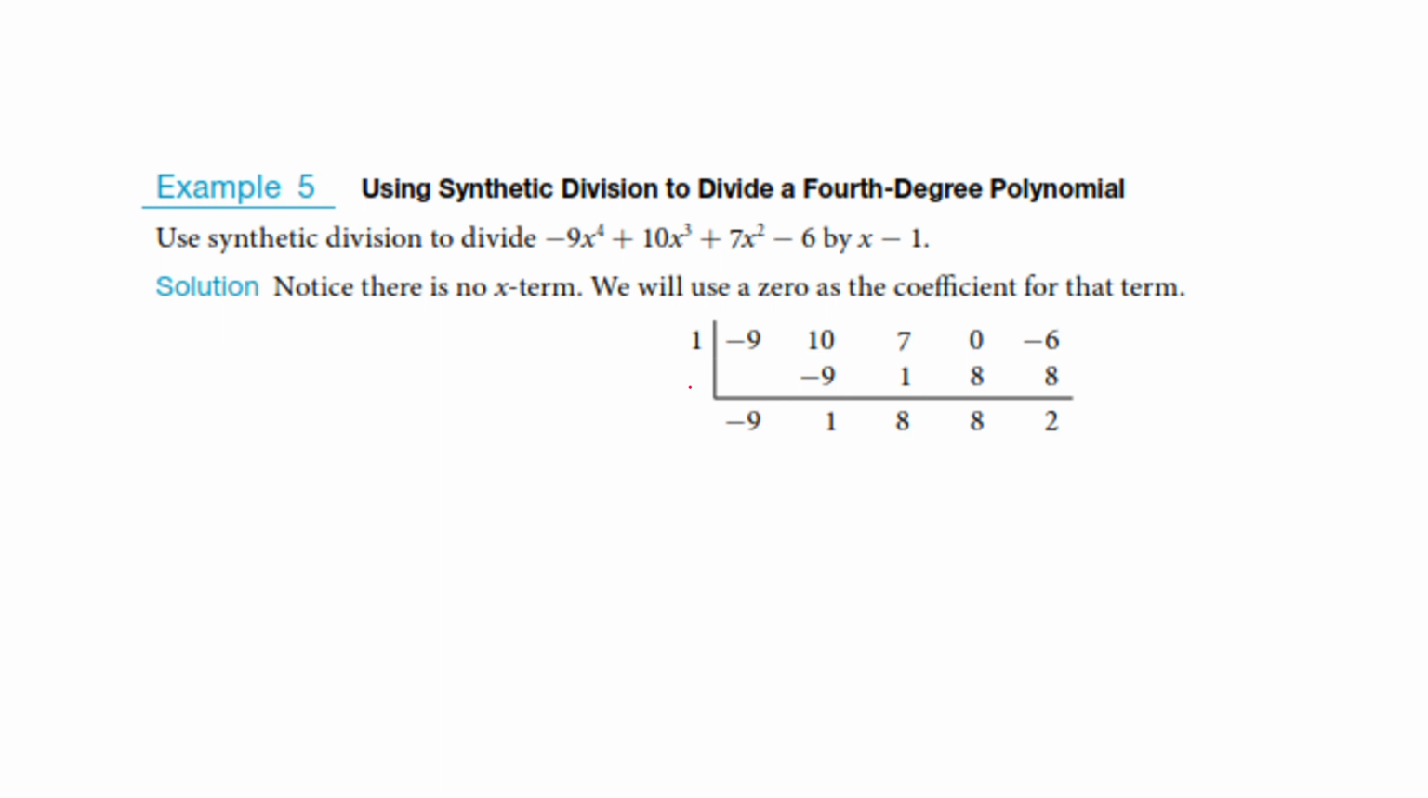We bring down -9, multiply, add, multiply, add, multiply, add. Now we go all the way through here, and this time we have a remainder. What does all this mean? It means 1 degree less: -9x to the third plus 1x to the second plus 8x plus 8. And we have a remainder of 2 over that x minus 1 that we divided by.